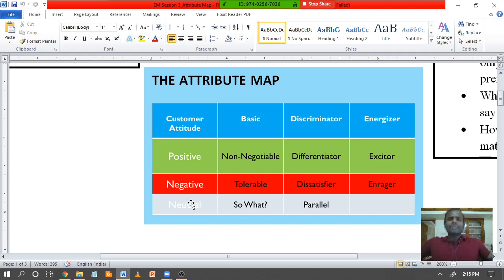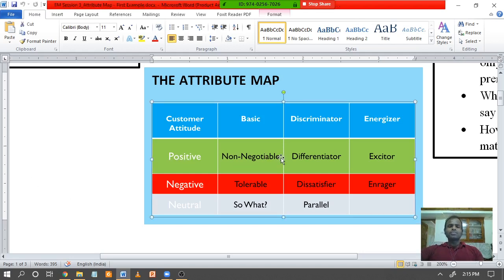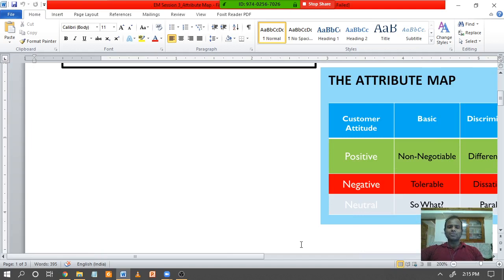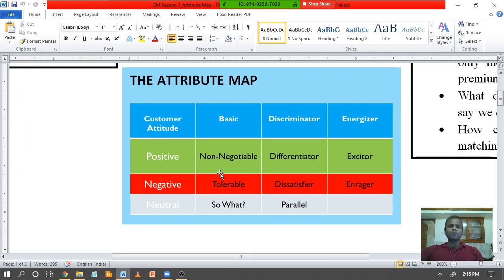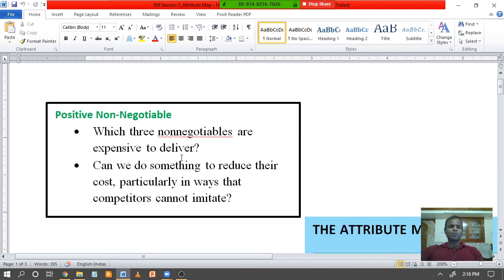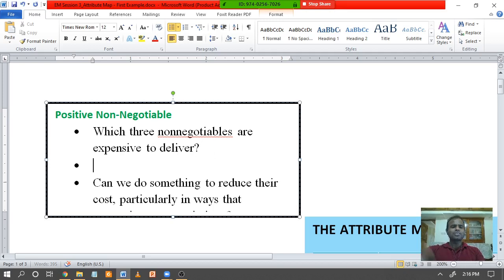Now, when we take the example of a toothpaste, what will be some positive attributes that are attached with the toothpaste? What will be some positive non-negotiable attributes? What will be some positive differentiator attributes? What will be some positive exciter attributes? Let's start first with the positive non-negotiable attributes. What three non-negotiable attributes would you expect from a toothpaste? Can I hear from you? What do you expect your toothpaste to do for you?